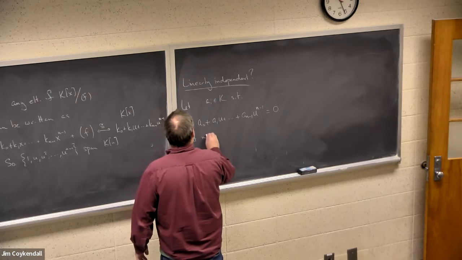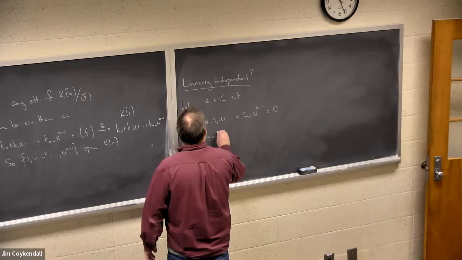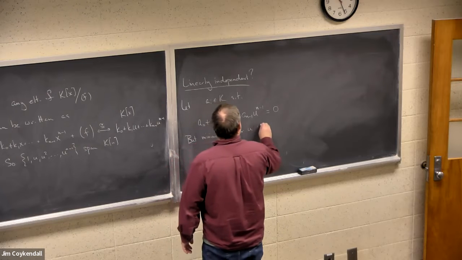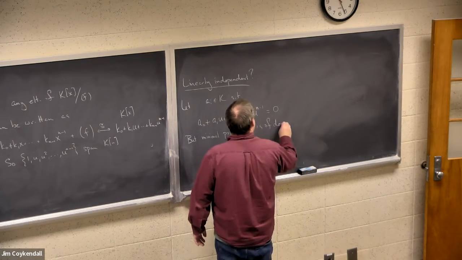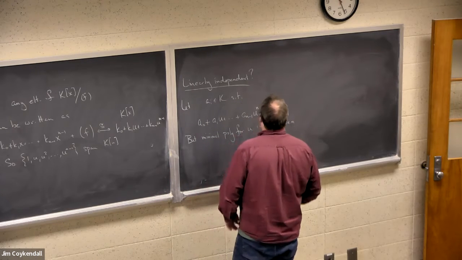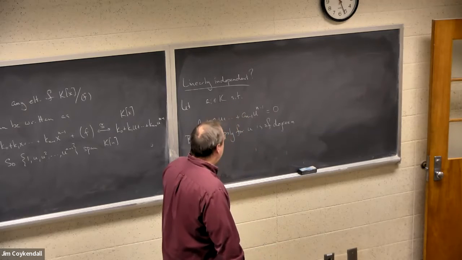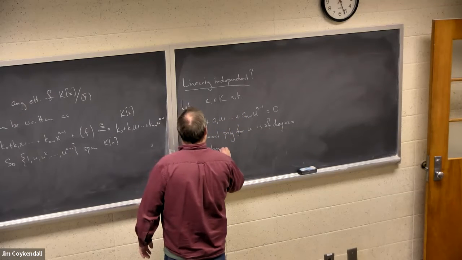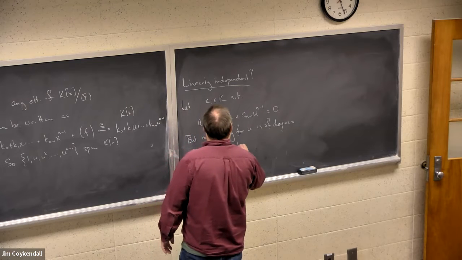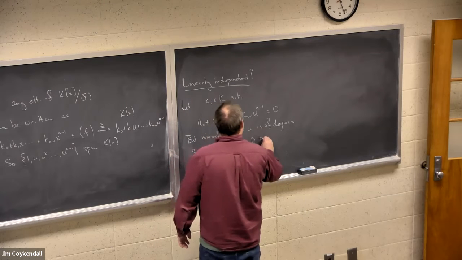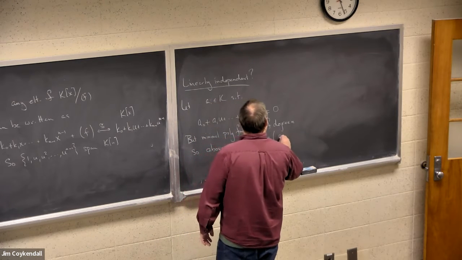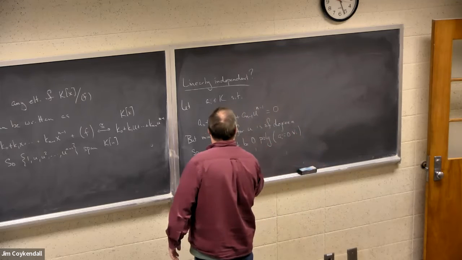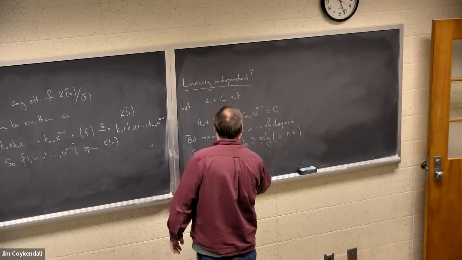But the minimal polynomial for U is degree n. And this looks like degree less than n, so my only choice is that the above must be the zero polynomial. That is, A_i equals 0 for all i. Therefore, this truly is a basis.